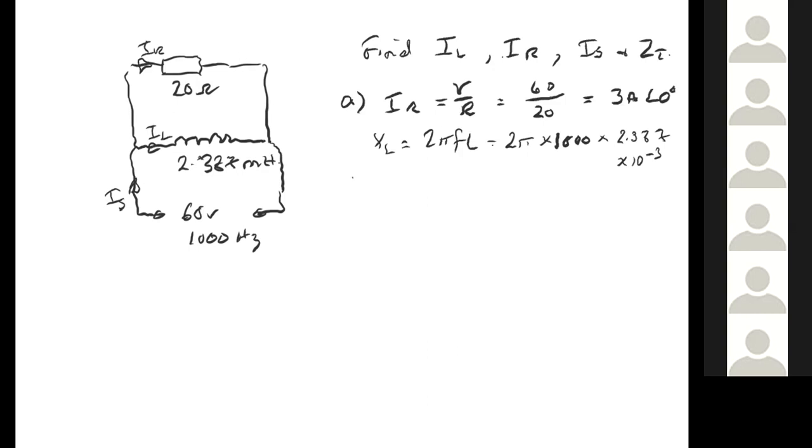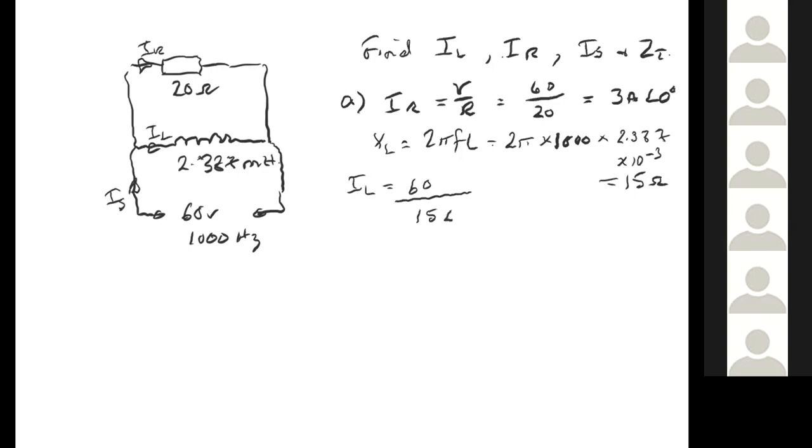So IL is 60 over... what does 2 pi FL come out at? 15 ohms. So this is 15 ohms. Yeah, so that's 60 over 15.